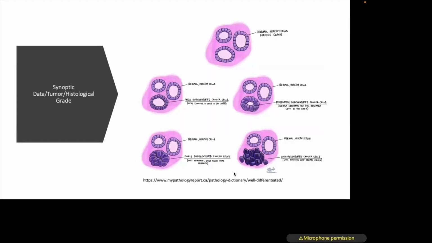So this is a nice schematic from mypathologyreports.ca from Ottawa of what they mean by histological grade. So remember, this is normal. This is a G1 where most of the tumor cells look like the normal. Moderately differentiated, they start looking less like the normal, but a bit higher percentage. And then poorly differentiated, less than 49% look like the normal glands. And then undifferentiated, it just doesn't look or stain like anything.